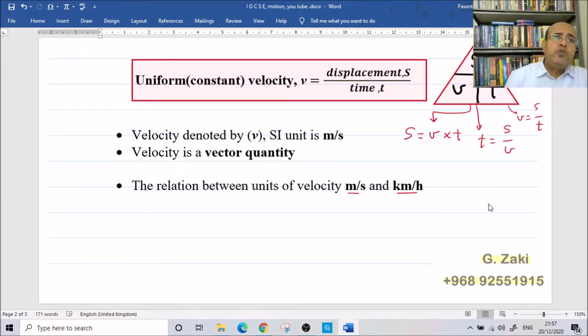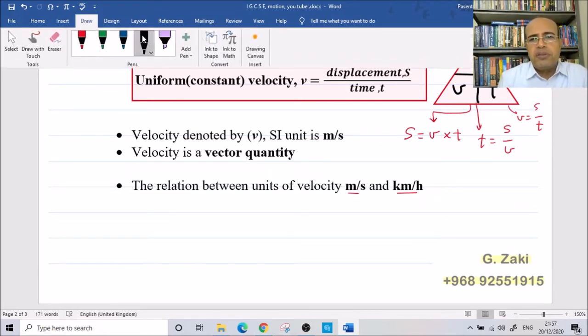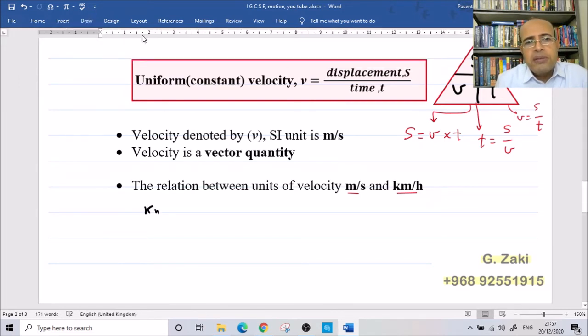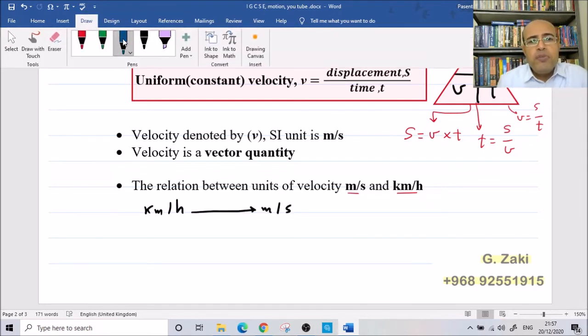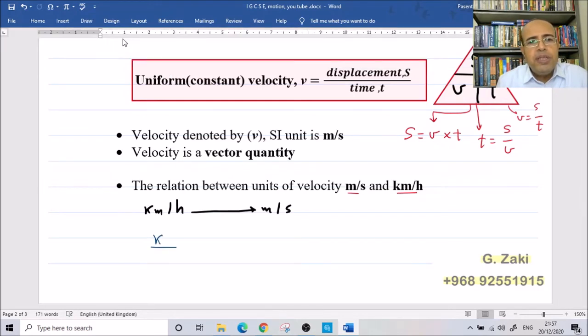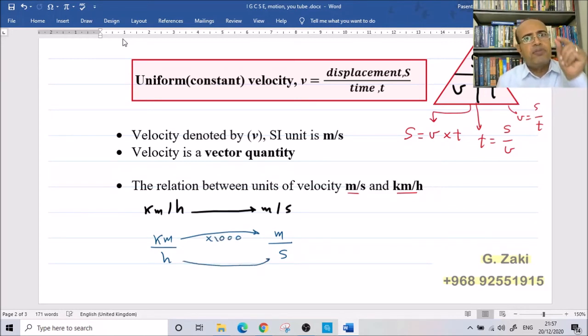What is the relation between both? Let us study this because it's important. If we need to convert from kilometer per hour to meter per second, what do we do? Kilometer per hour means kilometer over hour. Meter per second means meter over second. So to convert from kilometer to meter, multiply by 1000. To convert from hour to second, from hour to minute, and then from minute to second, we multiply by 60 by 60.